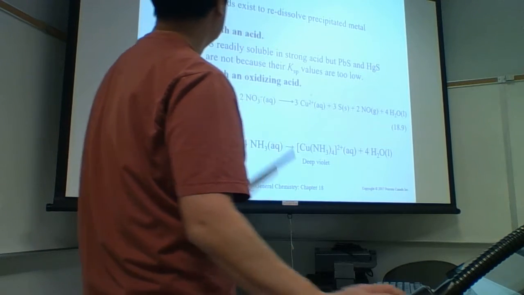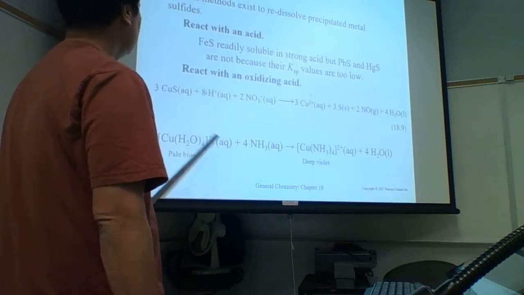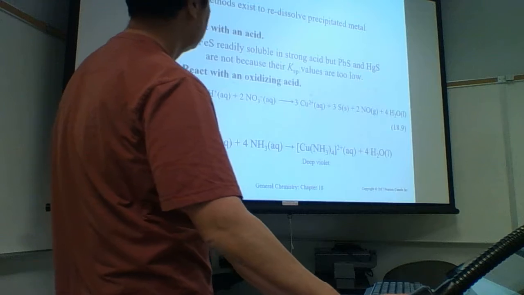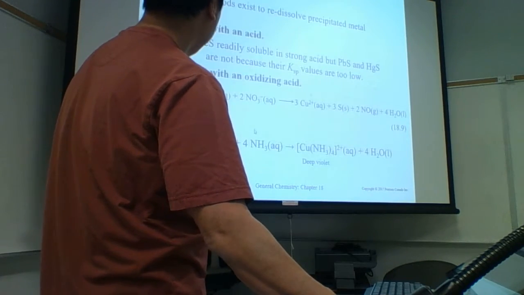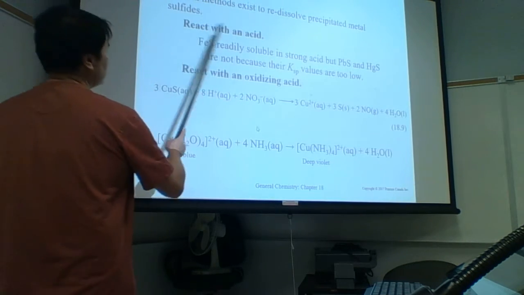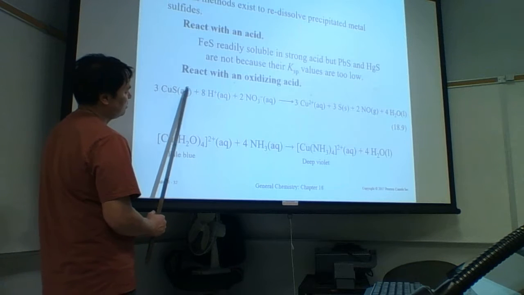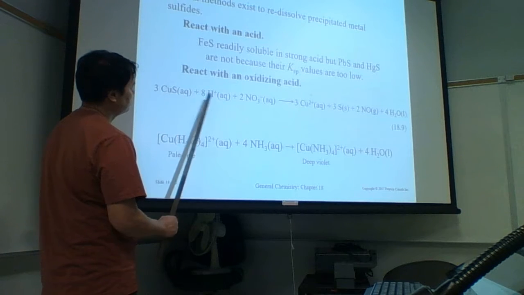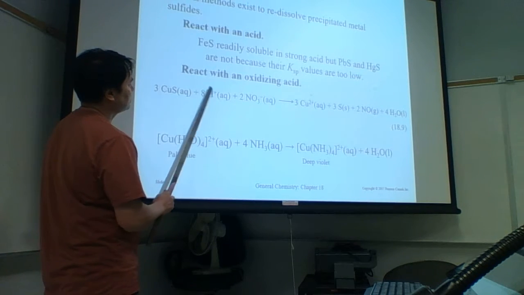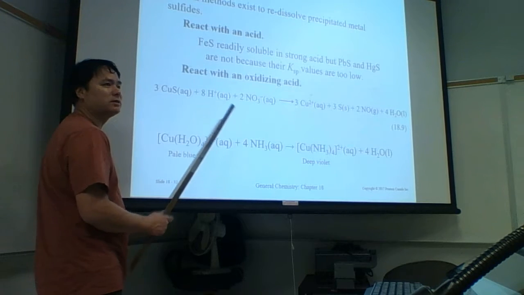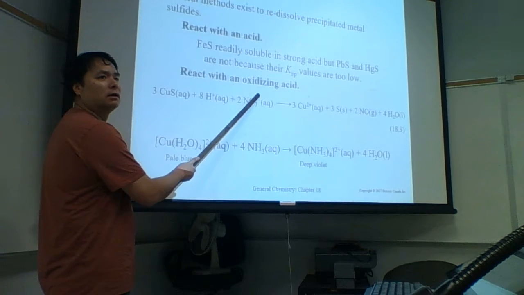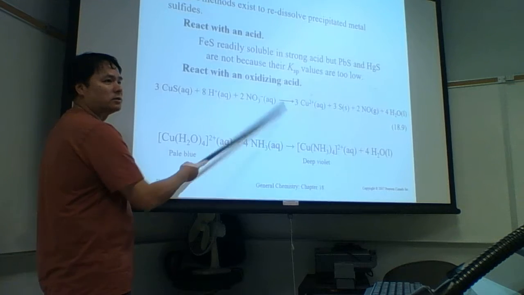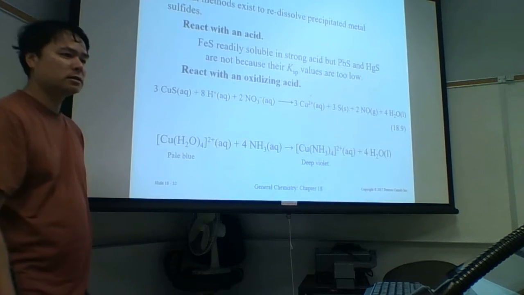Dissolving metal sulfides: they react with an acid, obviously, under very acidic conditions. Metal sulfides, well, we can try to dissolve them in water. They don't dissolve much. We can dissolve them in acid, but we have two types of acid. We have the mineral acids and we have the oxidizing acids. So what's the difference between a mineral acid and an oxidizing acid?